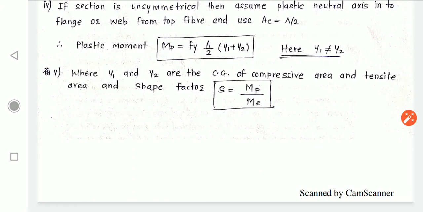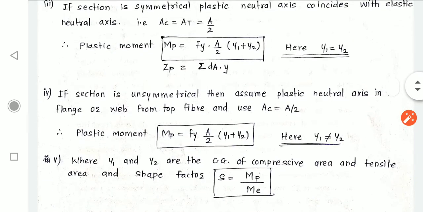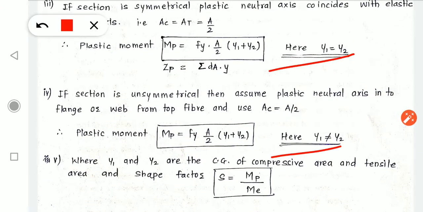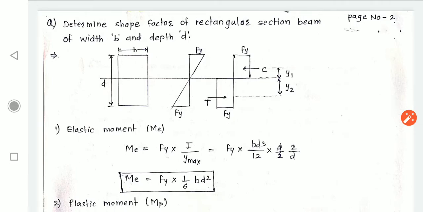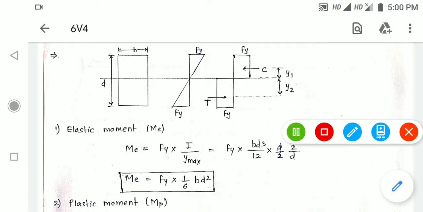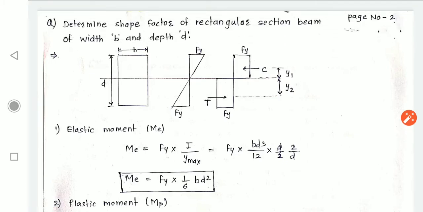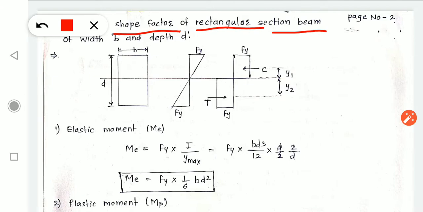Here the steps for calculating shape factor for symmetrical as well as unsymmetrical sections are both finished. We can now start analyzing a symmetrical section. So let's start. Here the question reads: determine the shape factor of a rectangular section of a beam having width B and depth D. Okay, so the section is with us.